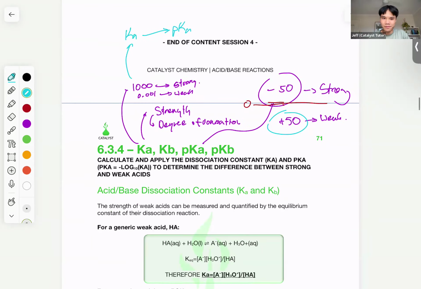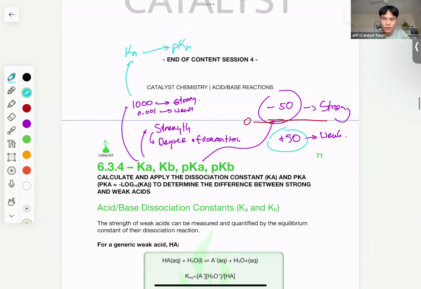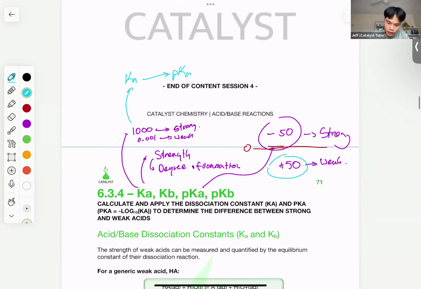No questions? Okay. So then how do we convert between them? The easiest way is to think of it as a box: Ka, Kb, pKa, pKb, and you can convert across any of these arrows.